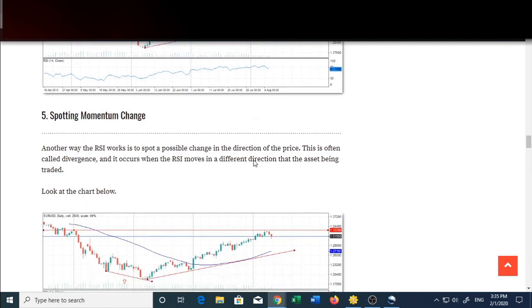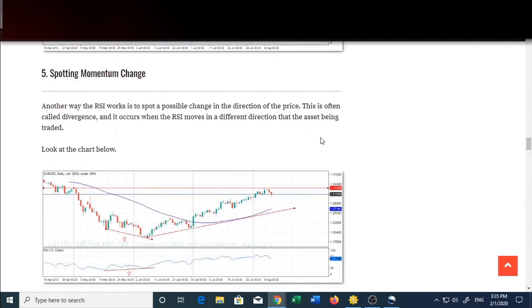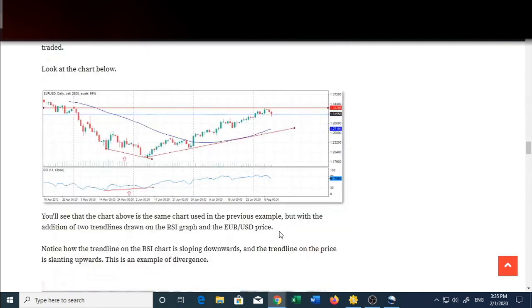Okay, and the fifth purpose is for spotting a momentum change. So how does that happen? Well, we make use of divergence. So we spot a divergence if the RSI, for example, in the chart here, we see it moving up, okay, but the price is moving down. There's a lower low and the RSI has a higher high. So they are not in synchrony anymore.